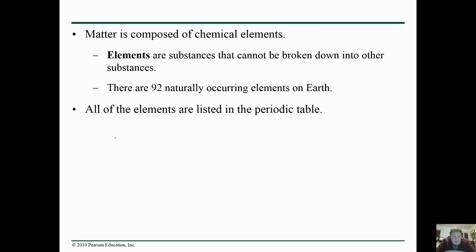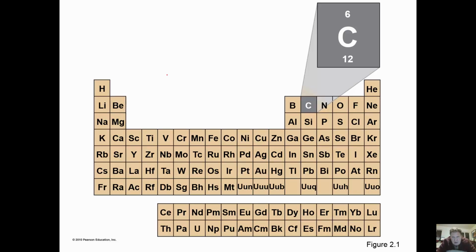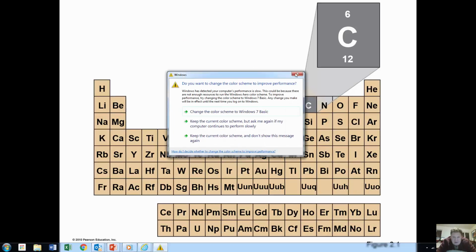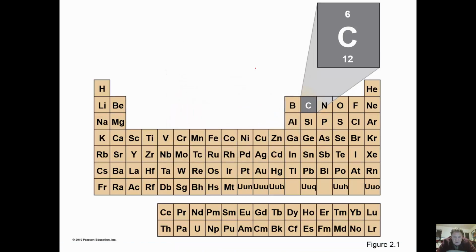Matter is composed of elements. Elements are substances that cannot be broken down into other substances. There's 92 naturally occurring elements on Earth, and a lot of these occur in life. This is the periodic table of elements, and it shows you all the different elements that there are.